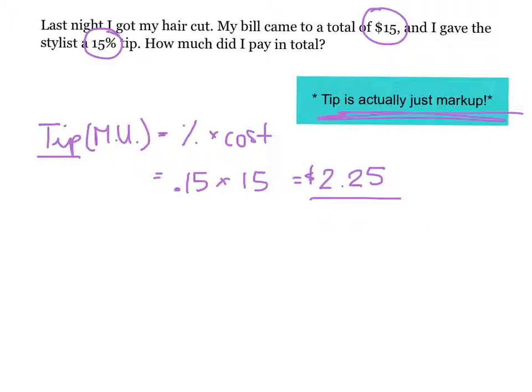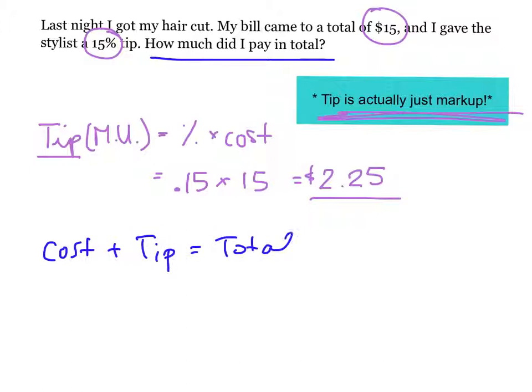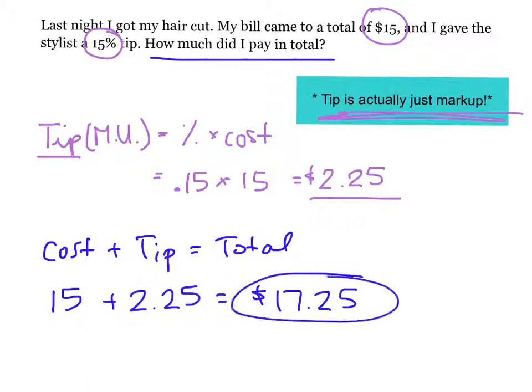But it's asking how much did we pay in total. And so we have to take the initial or the original cost, add on our tip, and that's going to equal our total price, or the new price, which would be the markup consideration. And so we take 15, which is what it cost, plus our $2.25 tip, and that gives us a total of $17.25. And that's how much we paid all together.